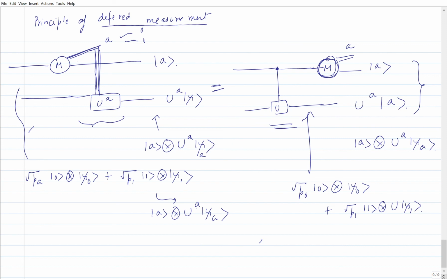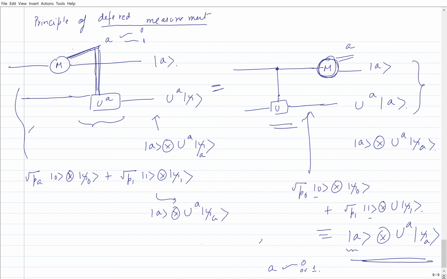And then after measurement, either you're going to collapse it to 0 or 1, the final state is exactly going to be A, where A stands for 0 or 1, tensored U_A psi. That's going to be your final state. So A is 0 or 1, depending upon the measurement outcome. So this is called the principle of deferred measurement.